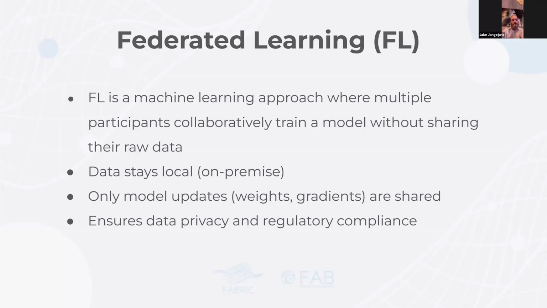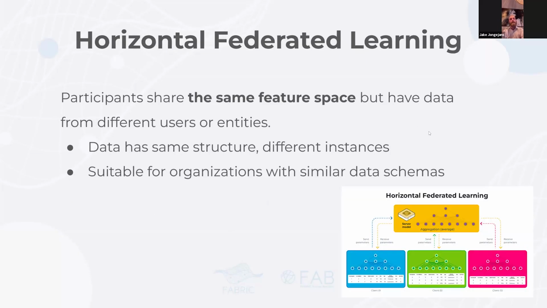If we go to the next slide, we can have a look at the two different kinds of federated learning. The first one is horizontal federated learning. Participants in this case have the same kind of features. So if we have multiple companies with the same kind of data on the same entities, we can use all of this data to jointly create a machine learning model.